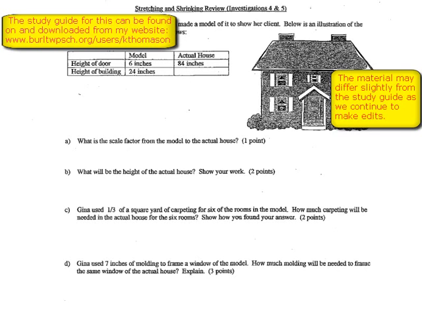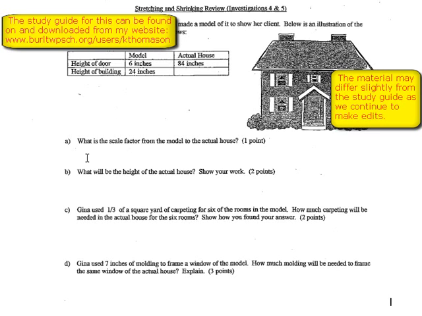Letter A reads, what is the scale factor from the model to the actual house? Now, since this is a model of the house, we know that they're similar, so we will be able to determine a scale factor. To find the scale factor, we have to make sure that we are comparing the right things. We want to compare the height of the door on the model to the height of the door for the actual house. So 6 times some number is going to give us 84, and that same number times 24 would give us the height of the building. But all we need is that number. 6 times what is 84, because that is our scale factor.